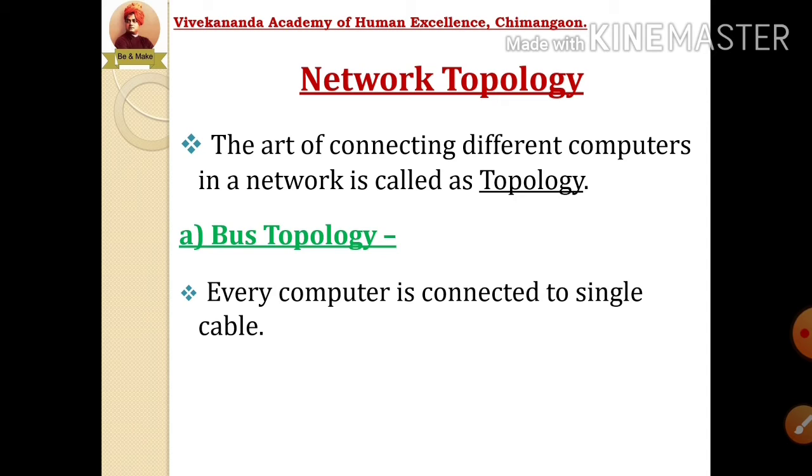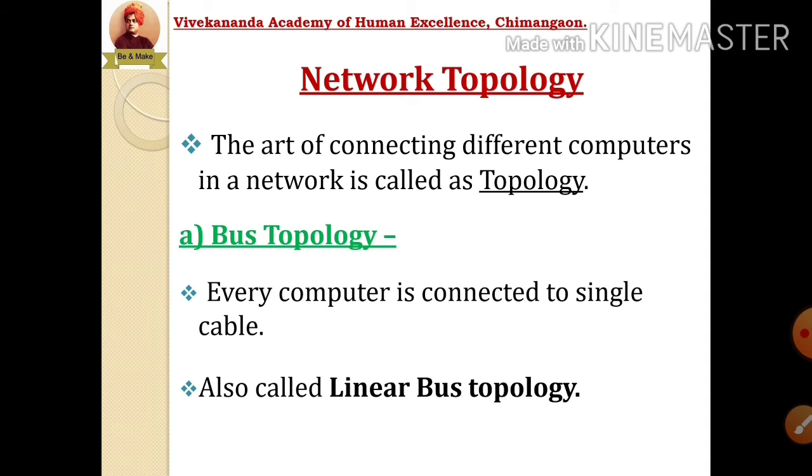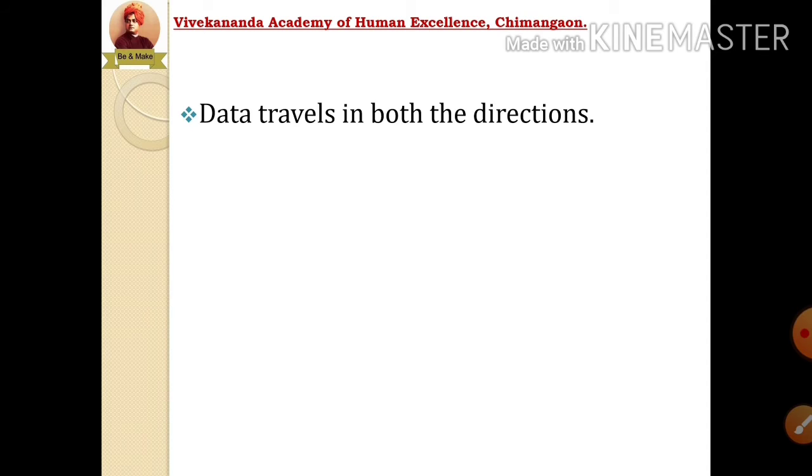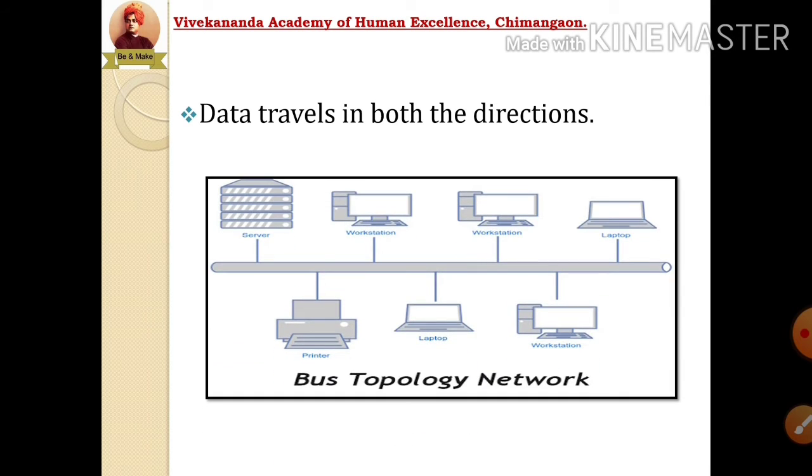Here every computer is connected to a single cable. Means one single cable is there, and to that cable each and every computer in a network is connected. It is also called a linear bus topology. Linear means in one plane.